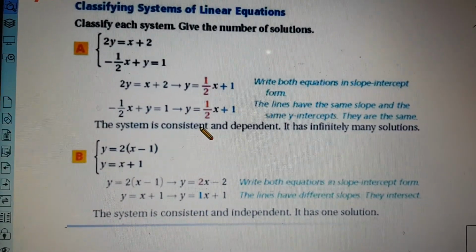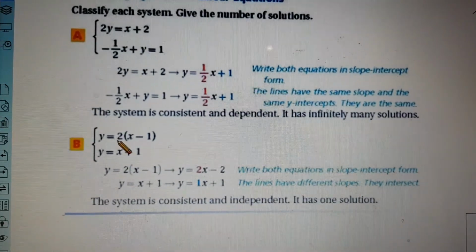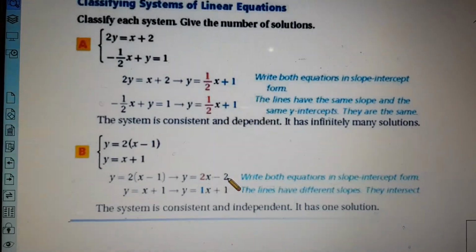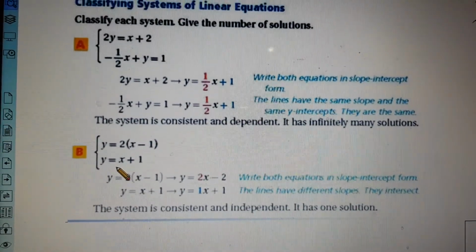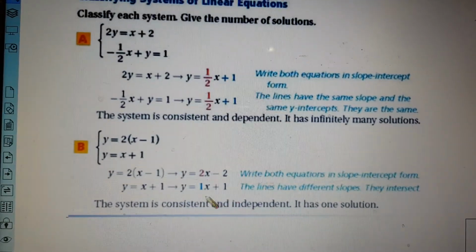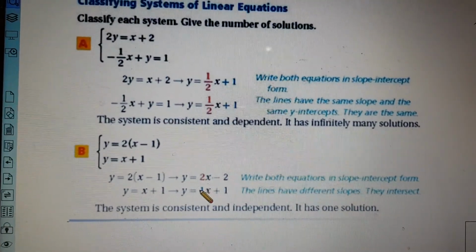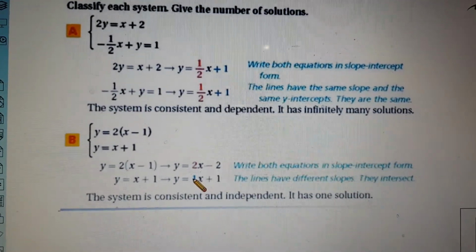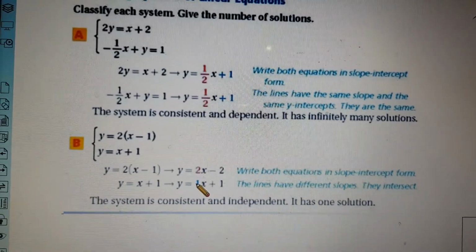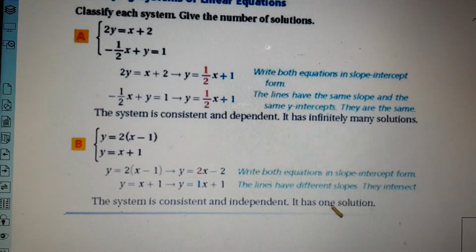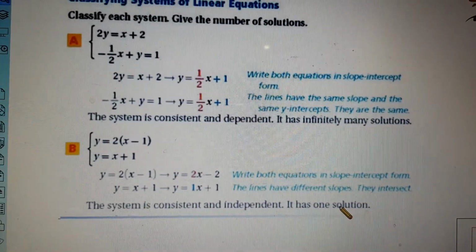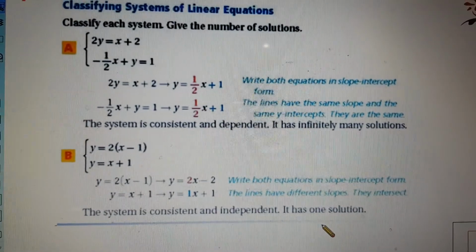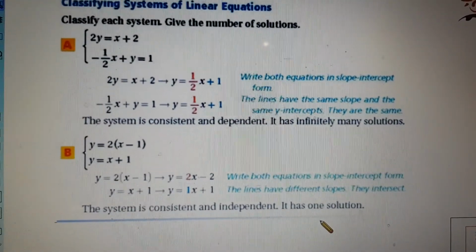If you have the same slope and the same y-intercept, you have infinitely many solutions, and this is called consistent and dependent. In B, distribution: 2 times x is 2x and 2 times 1 is negative 2. The second one is given in slope-intercept form, y equals x plus 1. We have different slopes, so you have two intersecting lines at exactly one point. You have only one solution, and this one is called consistent and independent. So you have inconsistent, or consistent and independent, or consistent and dependent.